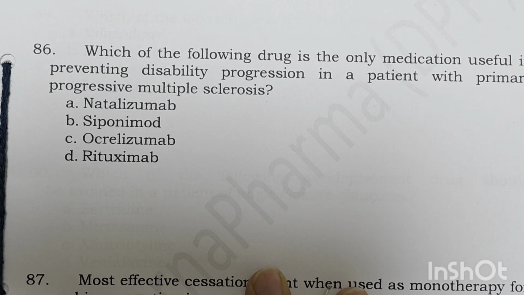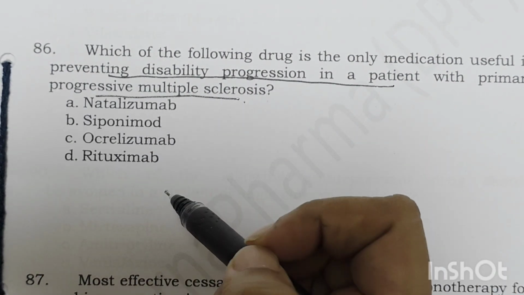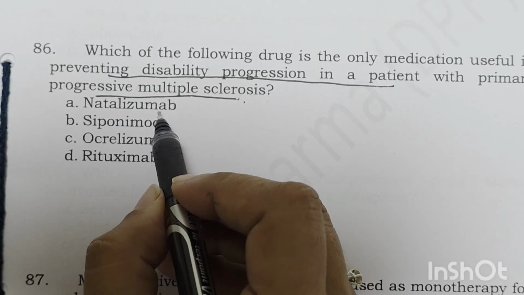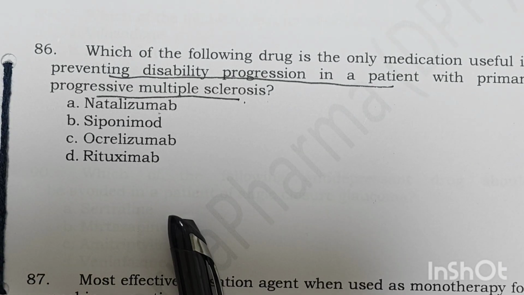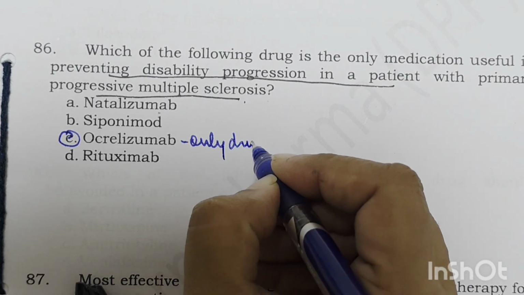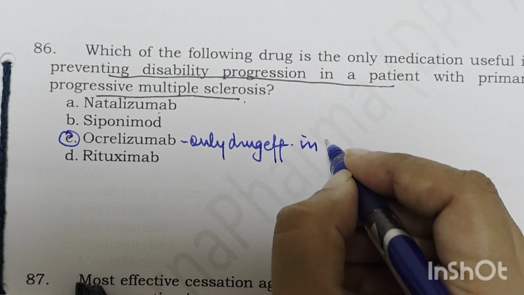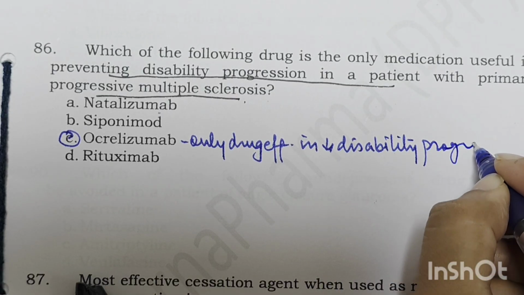The next question, which of the following drug is the only medication useful in preventing disability progression in patient with primary progressive multiple sclerosis? The options they have given are natalizumab, siponimod, ocrelizumab and rituximab. Again a very factual question. So the right answer here is ocrelizumab. Ocrelizumab is the only drug effective in preventing disability progression, right, in patients with multiple sclerosis.